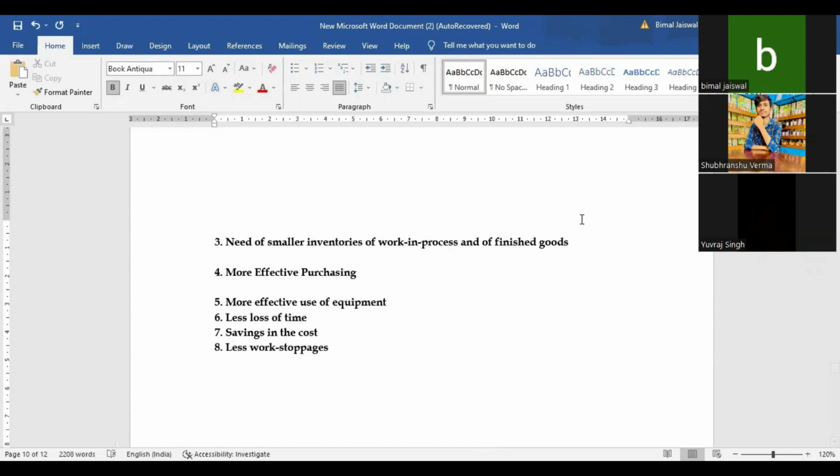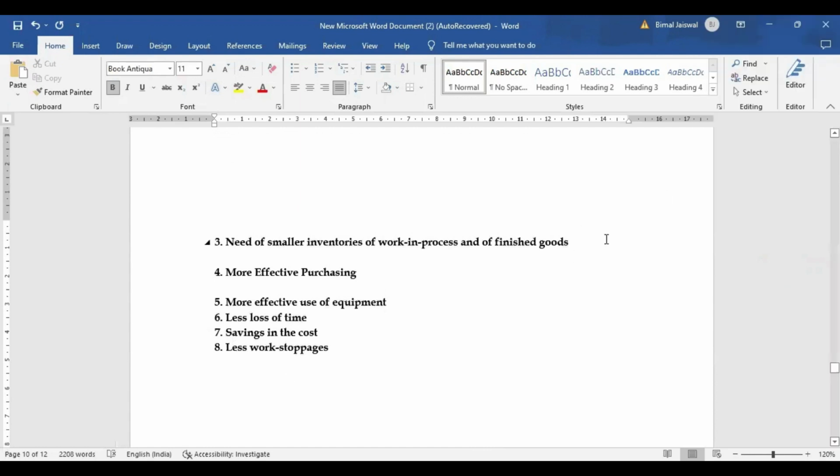Then we can say the need of smaller inventories of work in progress and of finished goods. It means the benefit is that control will help us in knowing how much inventory we are supposed to maintain. What is the excess amount of inventory that we are maintaining? The excess inventory has to be reduced, because as you are also aware, a larger quantity of inventory is going to increase the holding cost for the company.